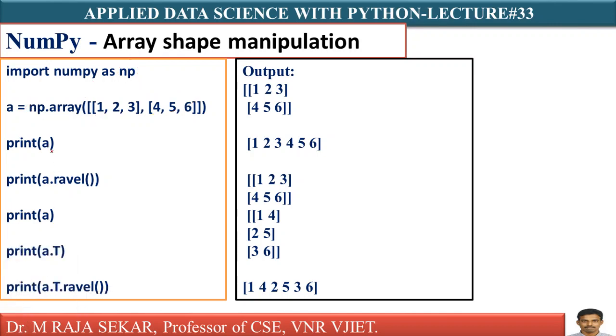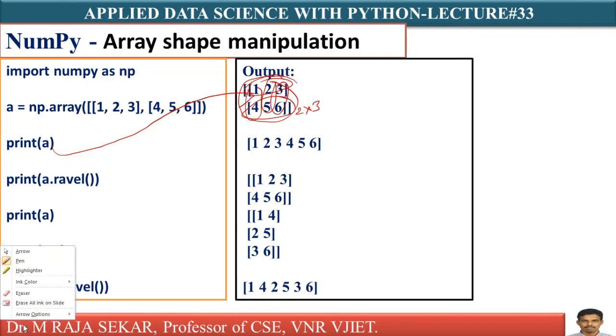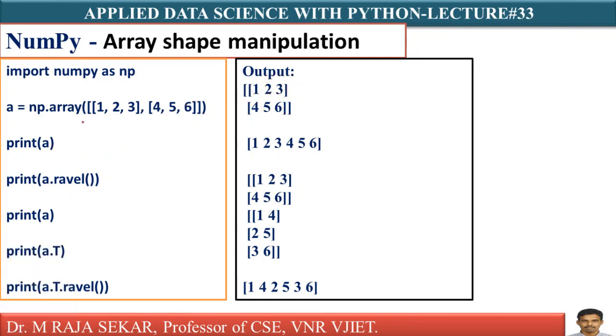Just print that a so that you can realize. Print a means it will print this particular array. What is the size of this array? 2 rows, 3 columns: first row, second row, first column, second column, third column. This np.array returns a two-dimensional array whose size is 2 by 3. Again, let me repeat, this is the resultant array.